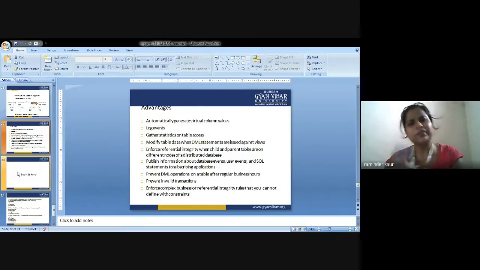These are the advantages that we have discussed already when studying PL SQL thoroughly in the lecture. Next is to prevent invalid transactions. Next is to enforce complex business or referential integrity rules that you cannot define with constraints. So this was all about my today's lecture.